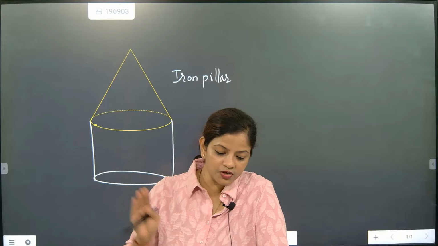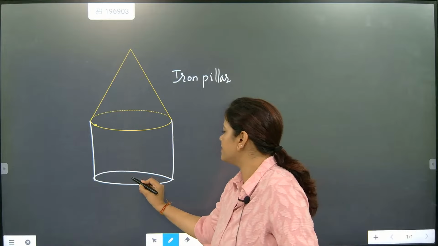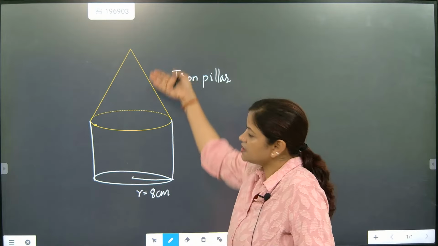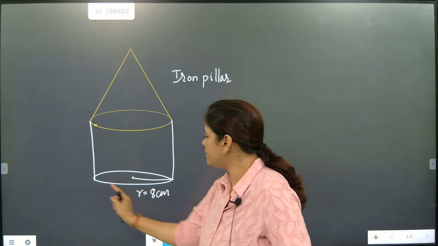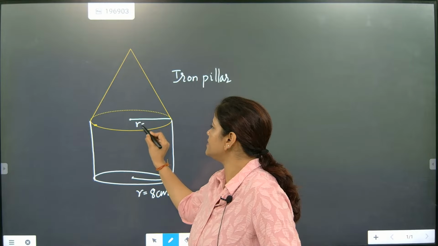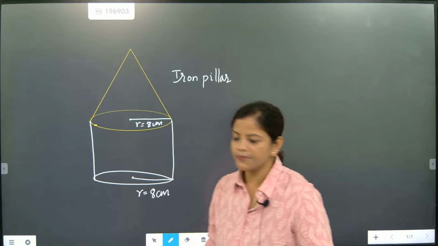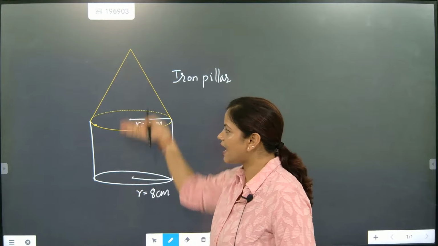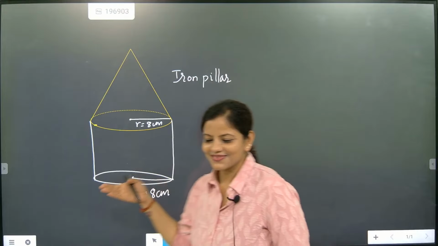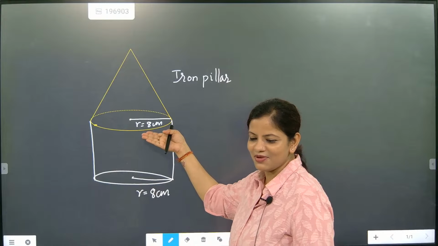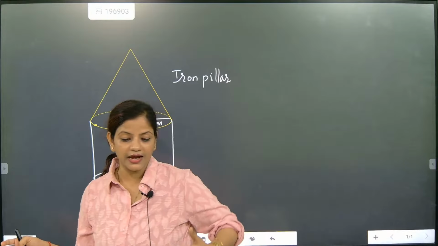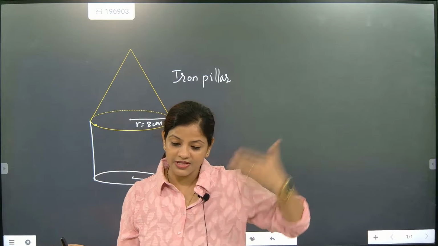The radius of the base of the cone is 8 centimeter. So the radius given is 8 centimeter. Listen to me very carefully. Here also a circle is there, because it is aligned. So this part's radius will be 8 centimeter. This part's radius will also become 8 centimeter because they are both exactly aligned, and when they are aligned, the radius remains the same.